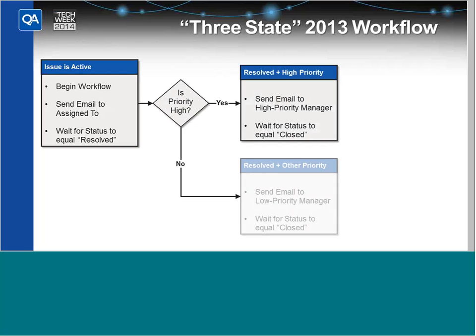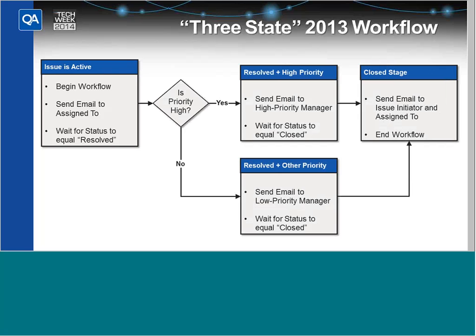and I'll wait for him to close that item. If the priority is low or medium, then I'm going to go to another resolve priority and send an email to a low priority manager, and again wait for the status to be closed in that case. And this is rather handy. I can then get my workflow to point to the same closing stage to send an email to both people who initiated it and was assigned to tell them what's what, and then my workflow completes. So that's the concept of it.